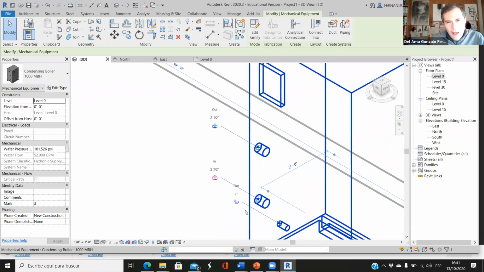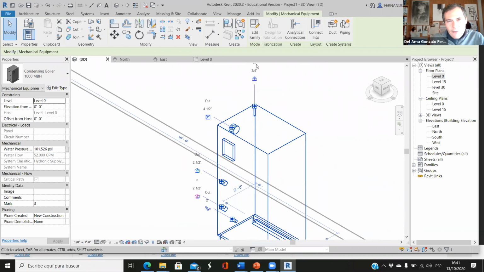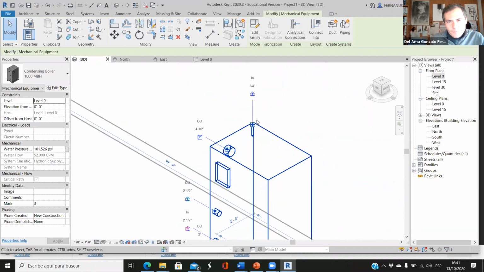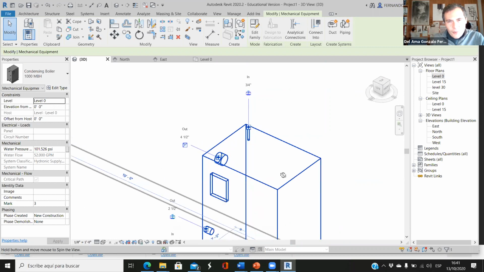Here we have something to get rid of water. So you see the symbol of drainage here, okay? And here we have an outlet and an inlet with closed loop. So those are the elements that we have to connect to the air handling unit. Okay, so we have this, and this is 2 1/2 and 2 1/2. And here we have another inlet and another closed loop.